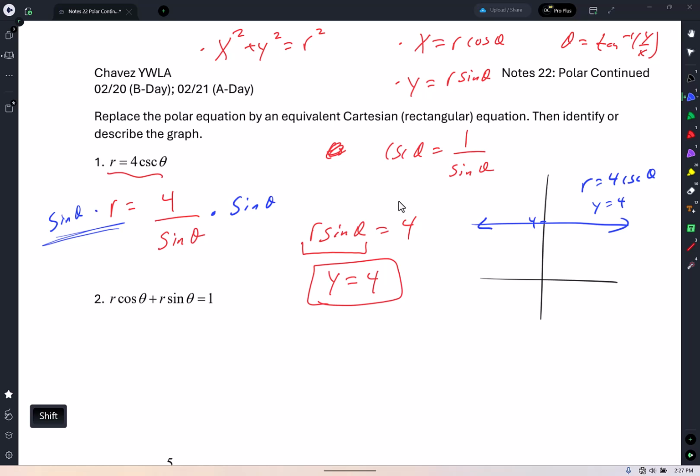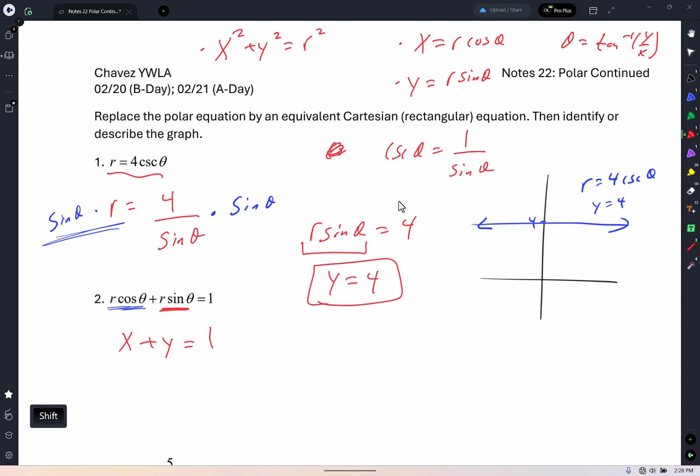Let's continue, guys. So let's go to number 2. So notice that it says r cosine theta plus r sine theta equals 1. Hopefully it's screaming at you. Look at this. What is r cosine theta? x. What is r sine theta? y. So this is x plus y equals 1. Do we see that, guys?